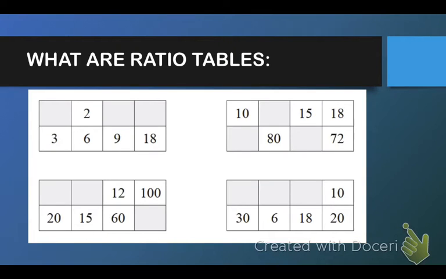Okay, so what are ratio tables? Well, ratio tables are very simple. They look like these. They might also be straight up and down instead of side to side. Basically, these are just tables with missing numbers, and you're going to use the numbers that you know to find the missing ones. And because these are equivalent, or they follow the same pattern, it's kind of easy to do. And I'm going to show you how to do that.